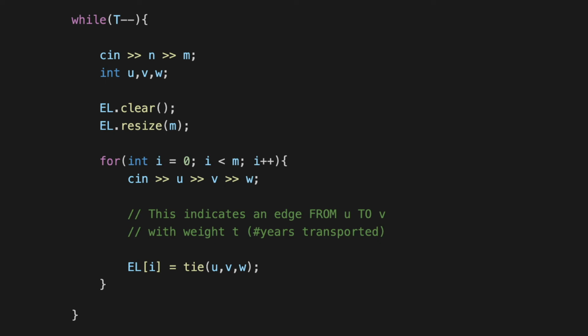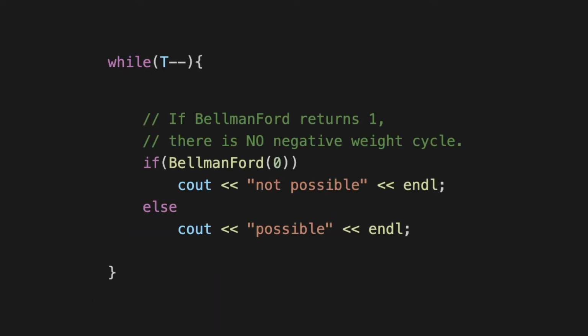Okay, so this is just fairly standard reading in of the input. Let's just move along and talk about how we would present the output, assuming that we have written a function called Bellman-Ford, which returns 1 if there were no negative cycles, and it returns 0 otherwise. So here we are simply reporting our outcomes based on what Bellman-Ford tells us. Remember that we invoke the Bellman-Ford function with information about the source vertex, which in this case is the vertex that represents the solar system, because that's where we are starting out.